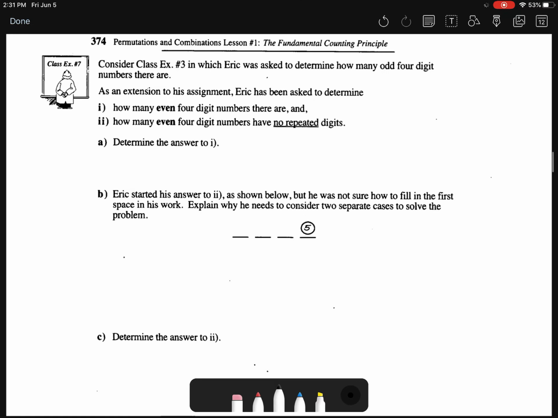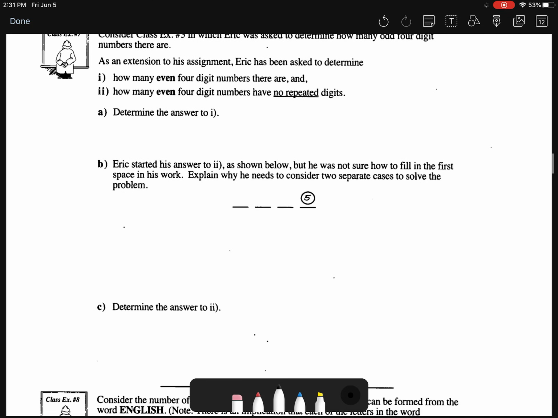All right, last page here. Consider class example 3 in which Eric was asked to determine how many odd 4-digit numbers there are. As an extension to his assignment, Eric has been asked to determine how many even 4-digit numbers there are, and then how many even 4-digit numbers have no repeated digits. Okay, so let's work on I first. Determine the answer to I.